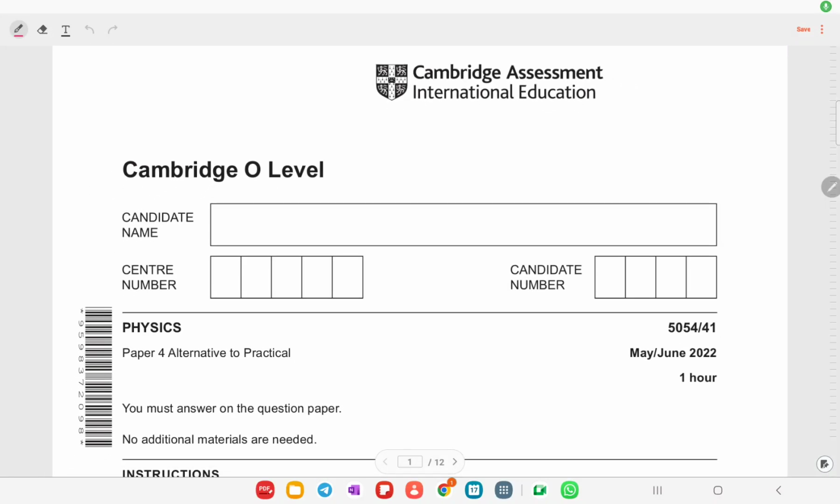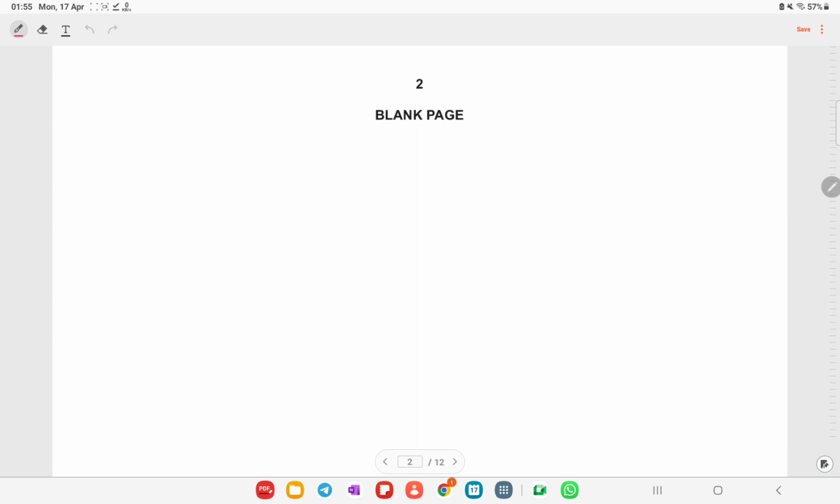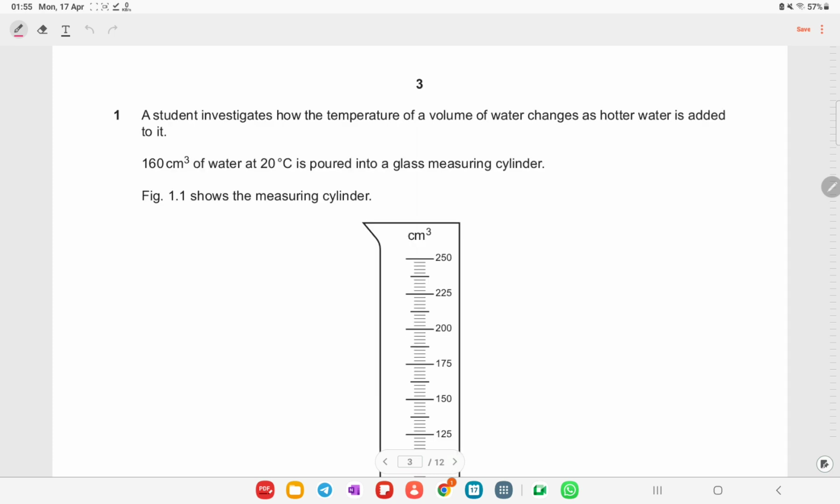Today we are going to start off with Cambridge O-level physics paper 4, that is alternative to practical, and this is May-June 2022, and the paper code is 5054/41. Let's begin with question number 1.